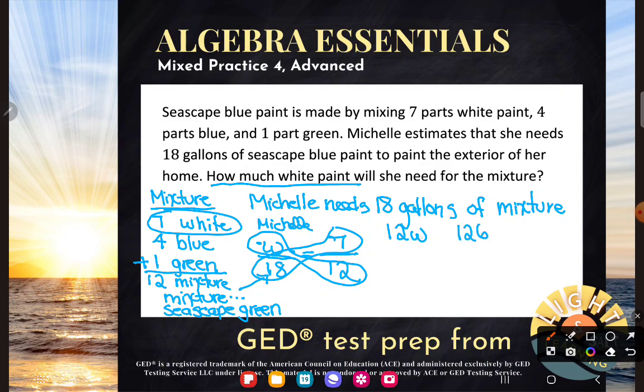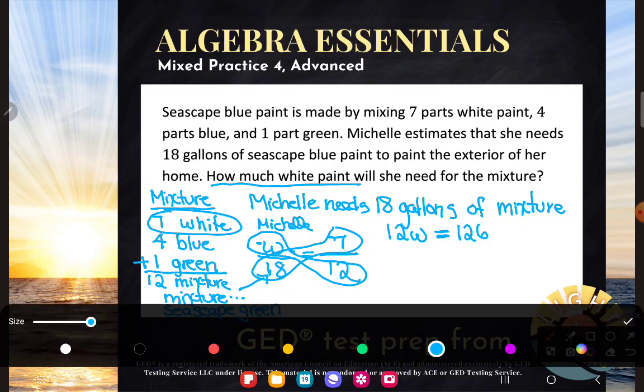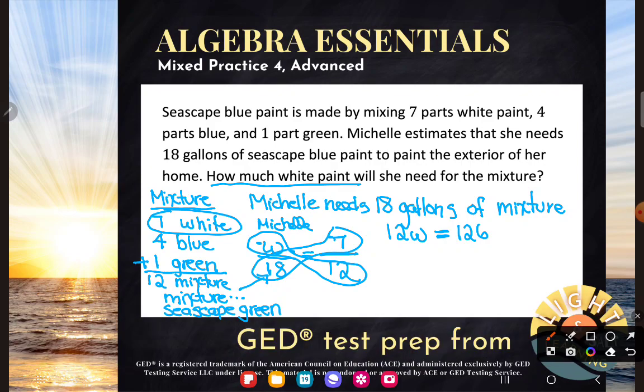And don't forget that cross products are equivalent. If you forget that, you got nothing. We need an equal sign to solve. All right, W is almost alone, but there is a 12 multiplier hanging out. I will get rid of it using division.